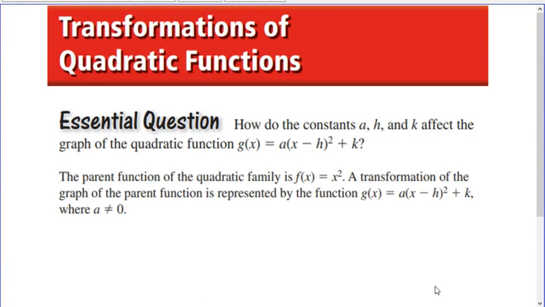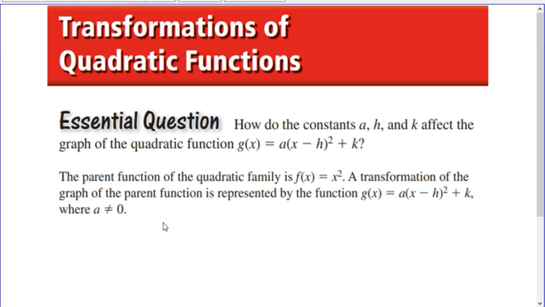Hello, in this video we're going to be talking about transforming quadratic functions so that you can move a parabola around and not have the vertex at 0, 0 all of the time and not have the parabola opening up all of the time. So our essential question is going to be, how do the constants a, h, and k affect the graph of a quadratic function g of x equals a, parentheses x minus h all squared, plus k?